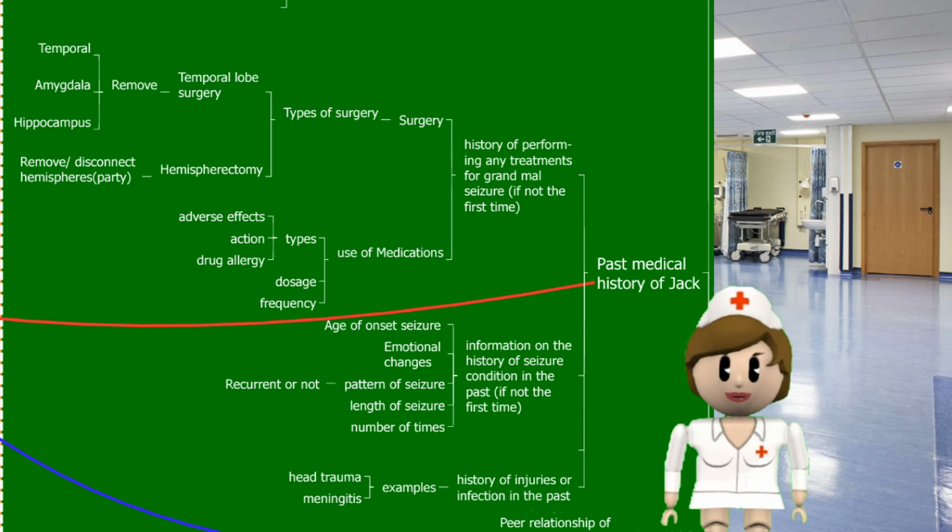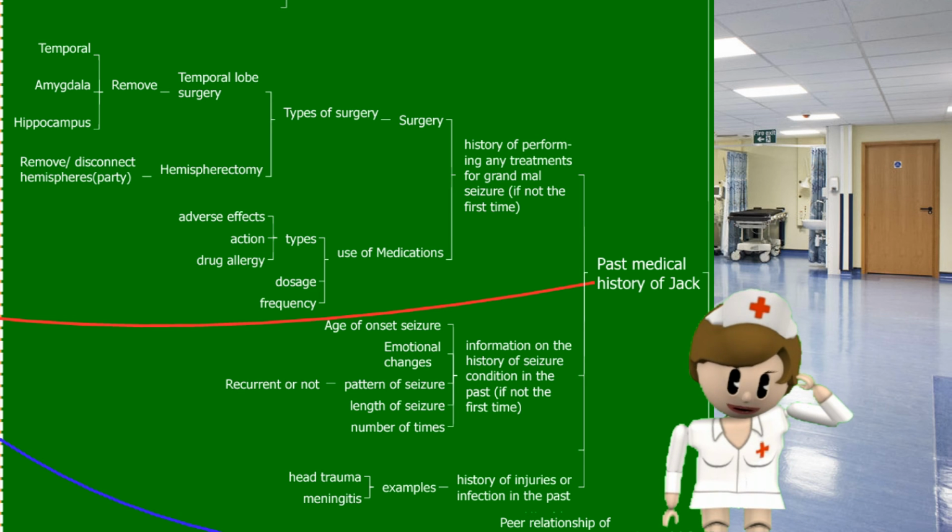For example, did Jack have any surgery related to seizure before? And was he taking any medication? Moreover, we should assess the information on the history of seizure condition in the past. For example, age of onset of seizure, emotional changes, pattern, length and number of times of seizure. Other than that, we should ask his parents if Jack has any history of injuries or infection in the past, such as head trauma and encephalitis.